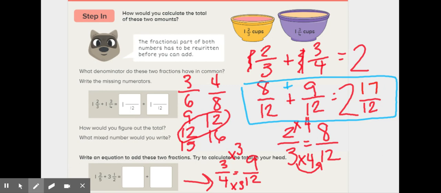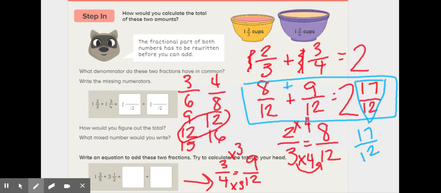So I could leave my answer 2 and 17/12. That's correct. It's not the best way to write the answer. What would be better is for me to reduce this because 17/12 is improper. It's unbalanced because there's a larger number in the numerator. So I want to change 17/12 into a mixed number.